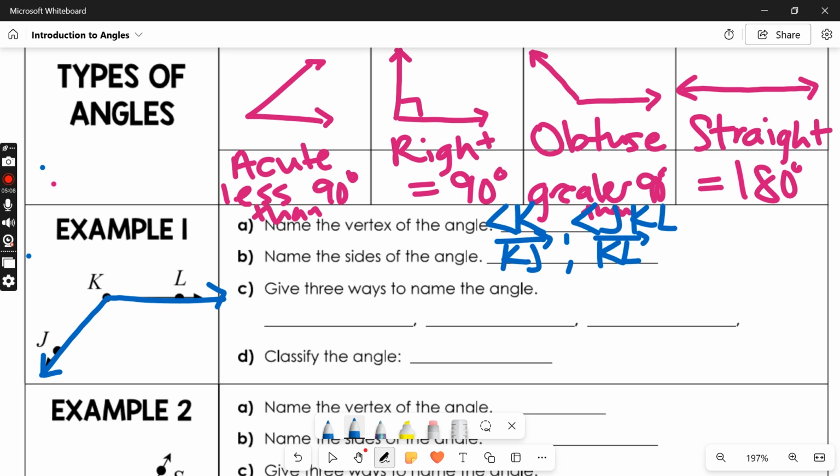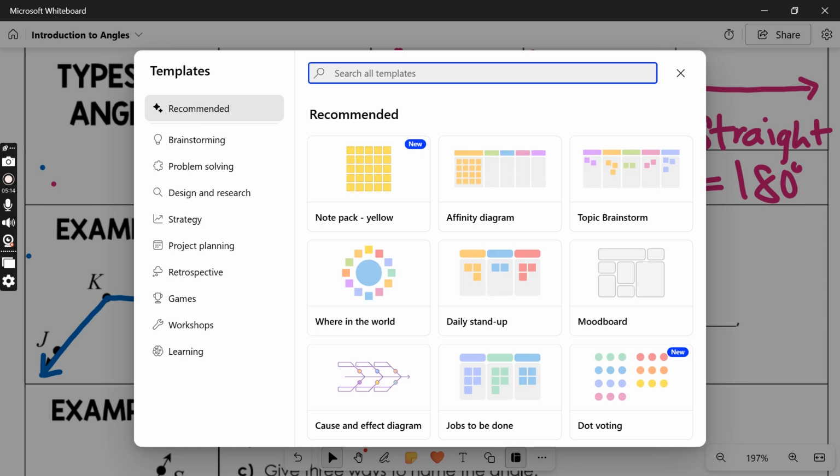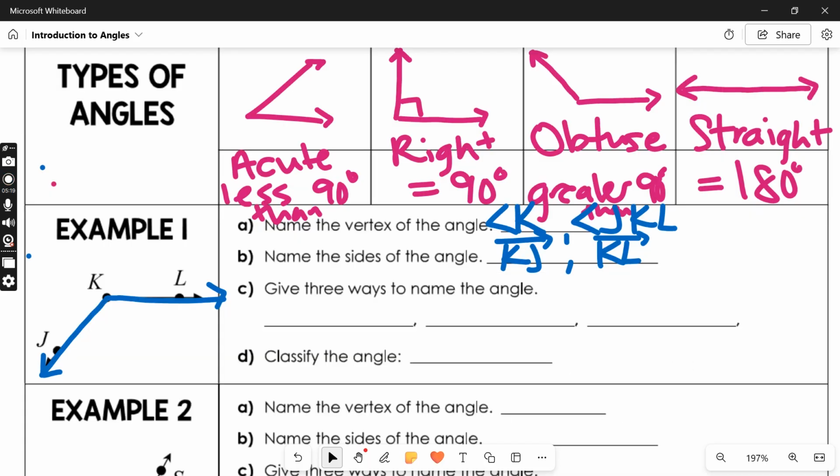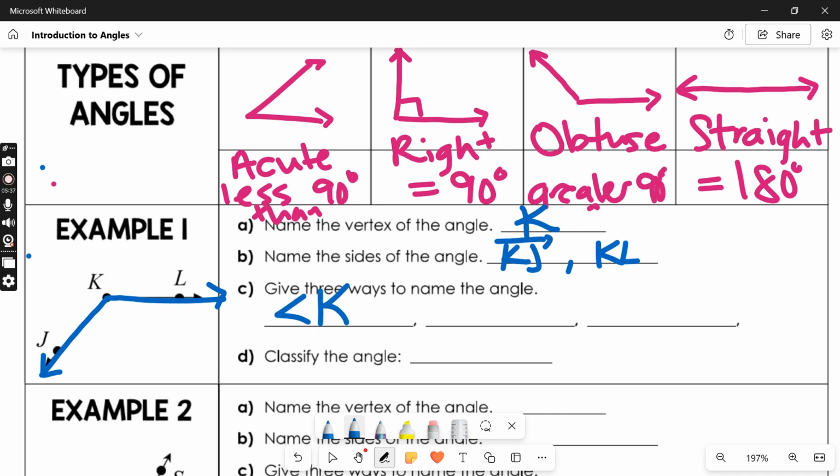And then it says give 3 ways. Oh, on number 1 I answered the wrong question. Silly goose. It says name the vertex. I read it as name the triangle. If we're naming the vertex, it would just be K. Silly goose, jumped ahead. Give 3 ways to name the angle. So as we already said, we could name it angle K because it's the only thing at the vertex.